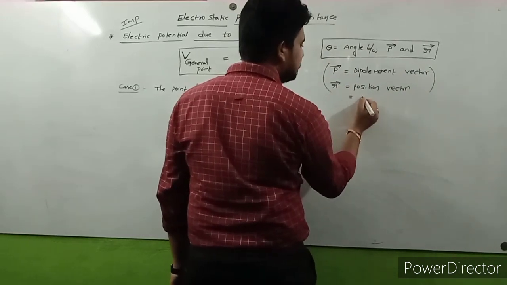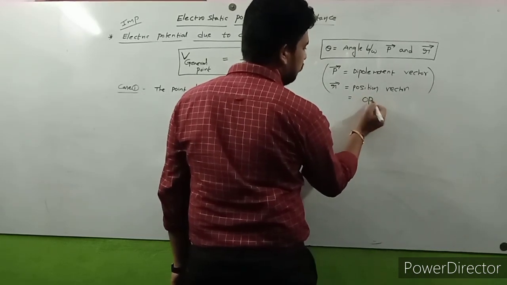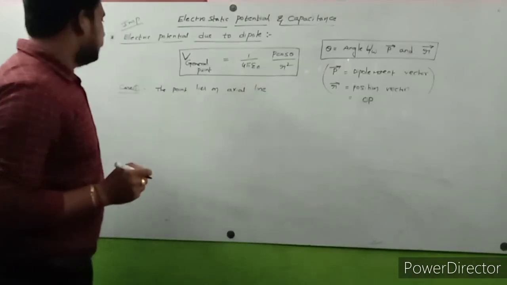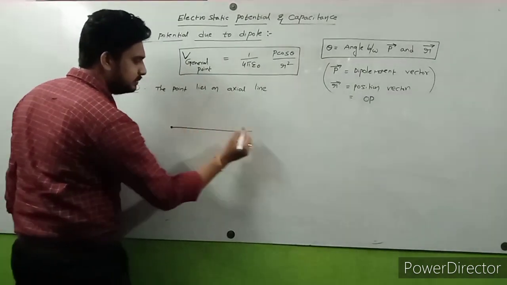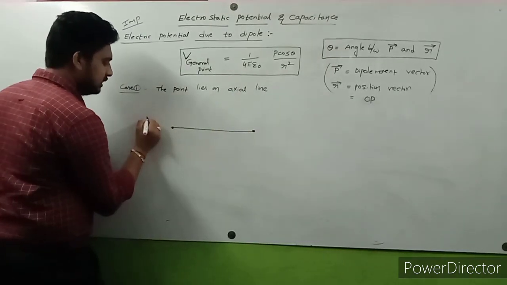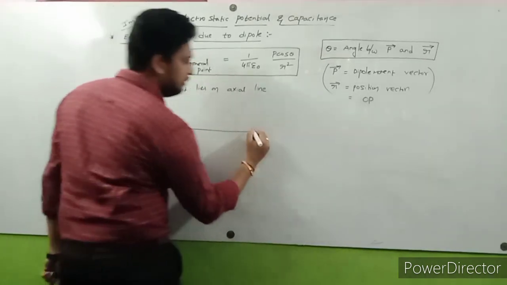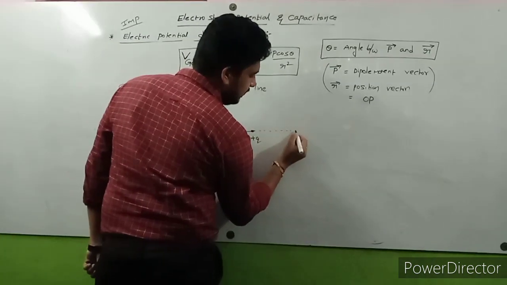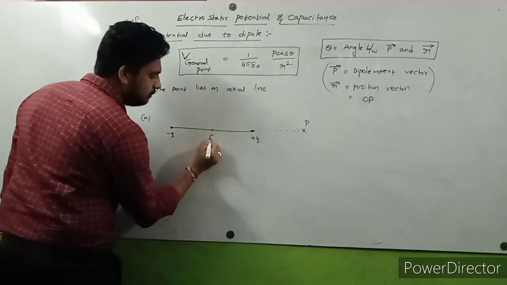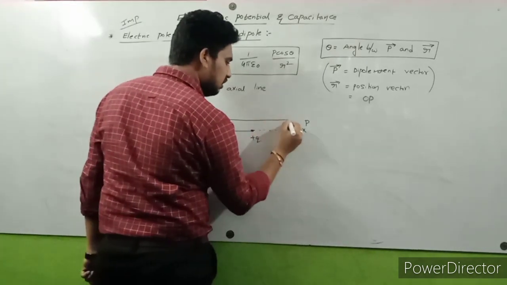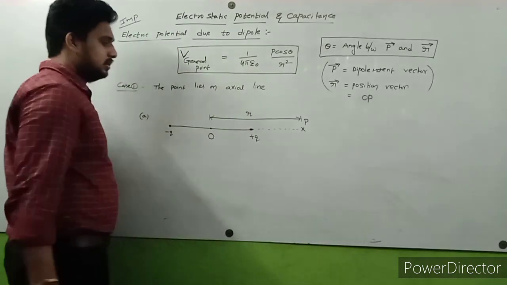Generally this R bar is indicated as OP in the diagram. If the point lies on the axial line, two cases are there. First, case A: this is minus Q charge, here it is plus Q charge. The point lies on the axial line, here is the point. This is the center of the dipole, and the distance from the center of the dipole to this point is R.